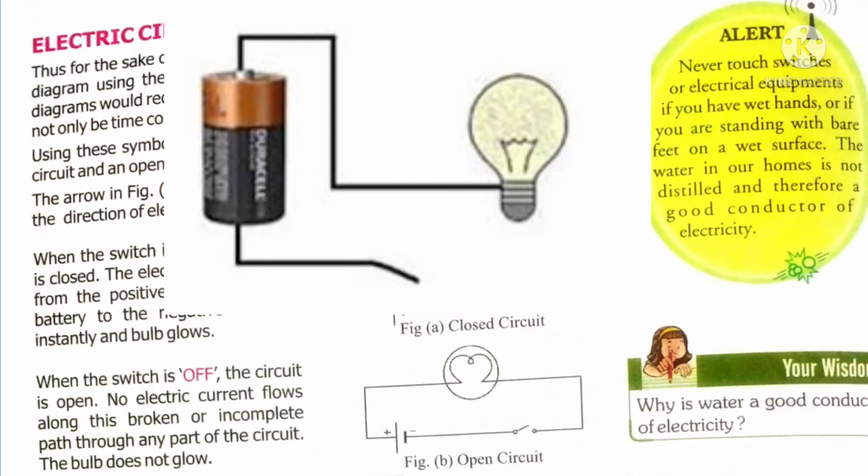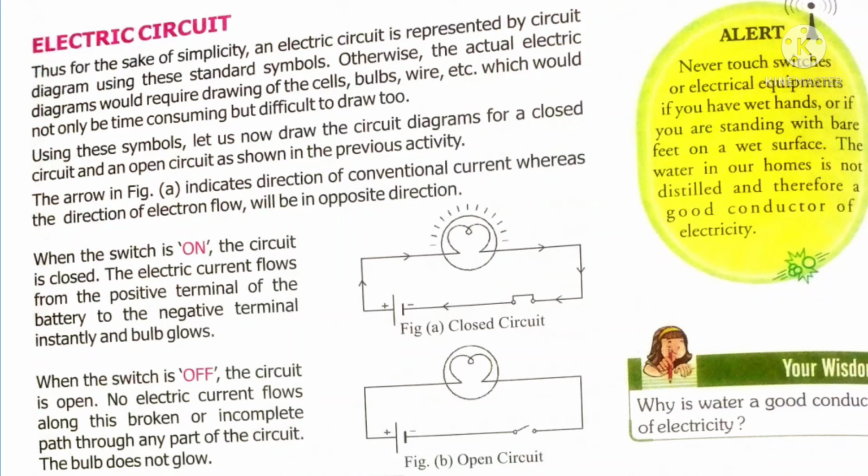Here the question is, is water a good conductor of electricity? No, distilled water is not a good conductor of electricity, whereas ordinary underground water or river water is a conductor of electricity because it has some kinds of salt. Ions are present, so they are conductors of electricity.